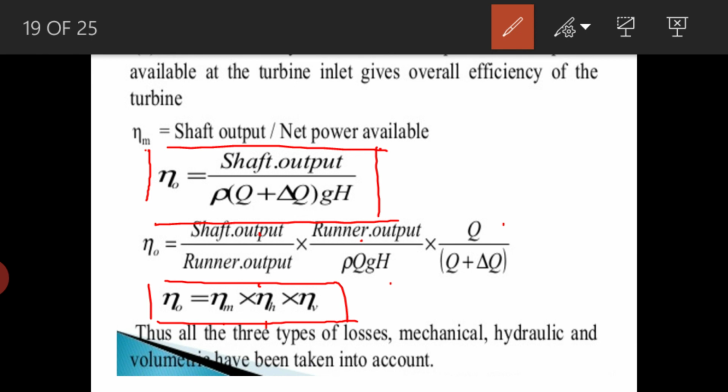In the next lecture, I will be taking the impulse turbine, then the components of the impulse turbine, then how to calculate the efficiencies and power developed by the impulse turbine in the next class.